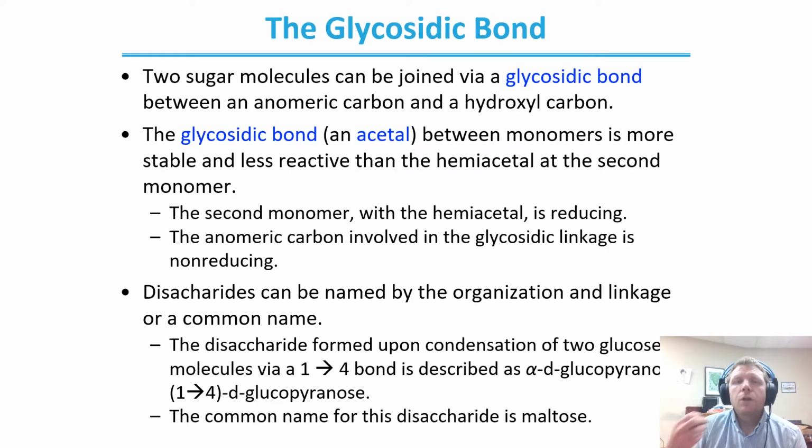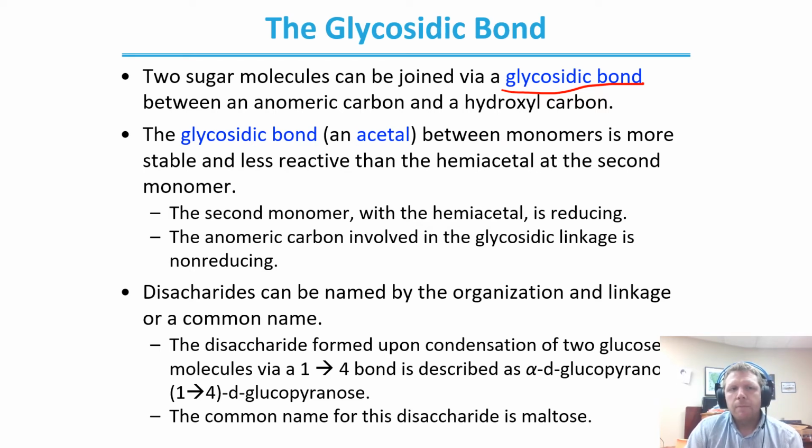Now, the alternative to a reducing sugar, or maybe not necessarily the total alternative, is a glycosidic linkage, which is commonly found between two or more sugar molecules. This is a glycosidic bond between an anomeric carbon and a hydroxyl carbon. The glycosidic bond between monomers is more stable and less reactive than the hemiacetal at the second monomer. The second monomer with the hemiacetal is reducing. The anomeric carbon involved in the glycosidic linkage is non-reducing.